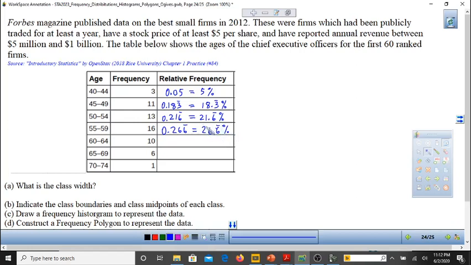And then the next one is 10 divided by 60, which is 0.16666, which is 16.6 repeated percent, or 16.7 with 3 significant figures as a percent. And then 6 divided by 60, of course, is 10%. And of course, you could either use the percent or use the decimal. Either one will be fine. And then, of course, 1 divided by 60 is 0.01666.